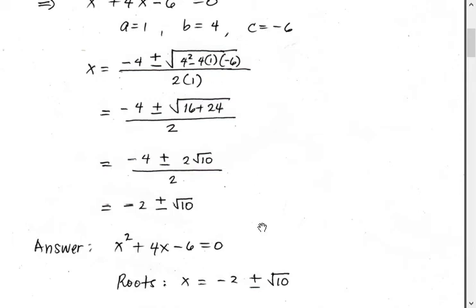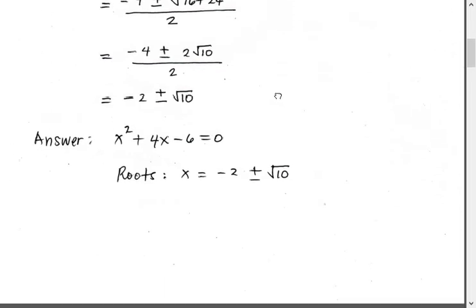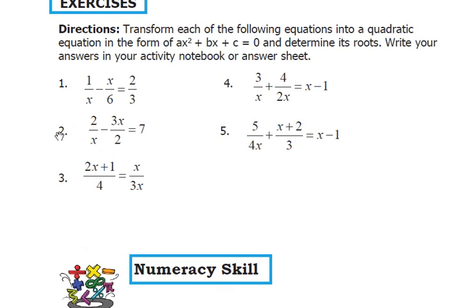Simplifying, we have -2 plus or minus square root of 10. So the answer for this number is x squared plus 4x minus 6 equals 0, and the roots are -2 plus or minus square root of 10. Moving on to number 2: 2 over x minus 3x over 2 equals 7.